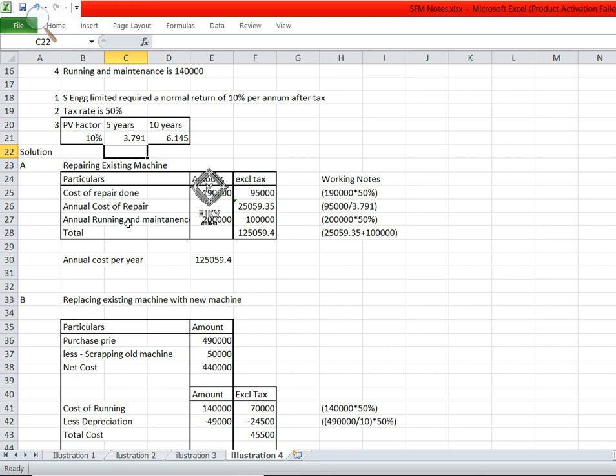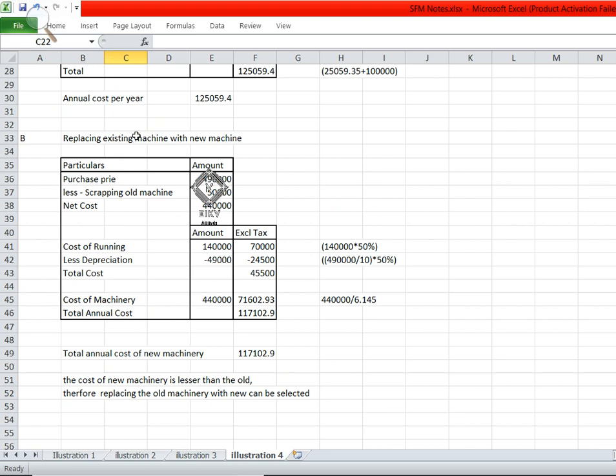Okay, now next we will take the annual running and maintenance cost, which comes around 2 lakh. After excluding the tax, we will get 2 lakh into 50%, which comes to 1 lakh. So when we take the total of 1 lakh plus 25,059, we will get an amount of 1,25,059. So 1,25,059 is the annual running cost, which is the annual cost of the old machinery.